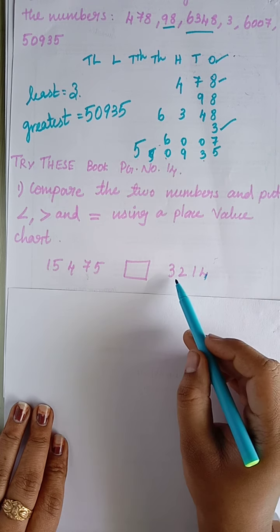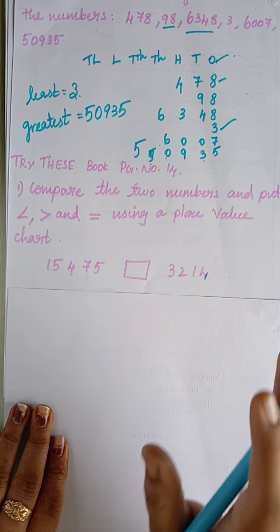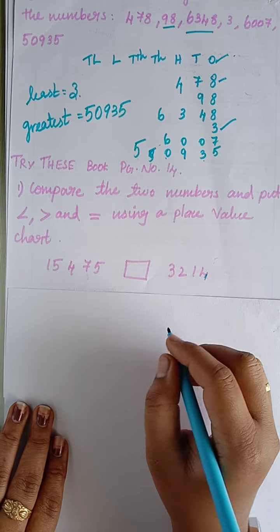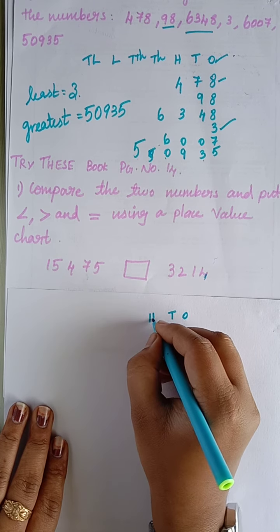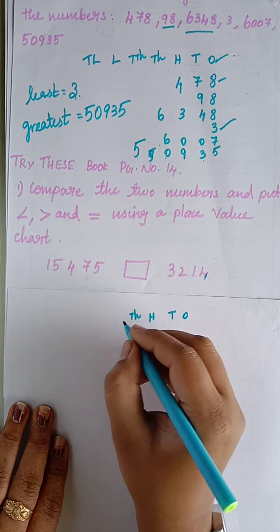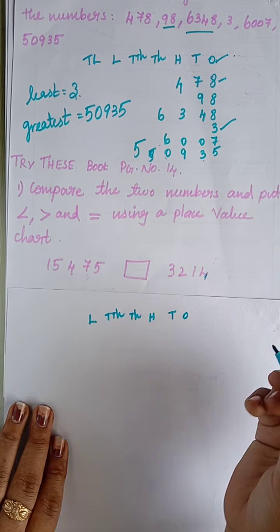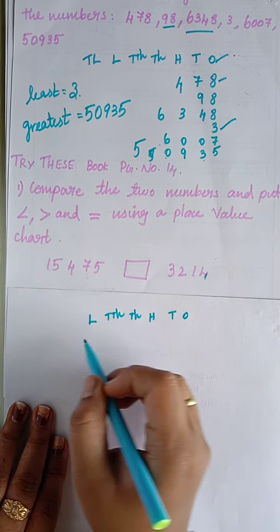So the first question they have given is 15475 and 3214. For this we have to put the place value chart. So first what we are going to do is write the place values: ones, tens, hundreds, 1000, 10,000, lakh. Okay, now we can write first this number in the place value chart.